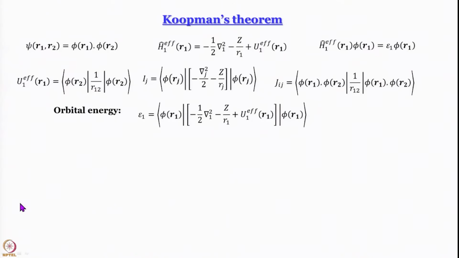Now, how do you evaluate this? Again you can expand it. So, this will be the integral of phi of r1 star multiplying minus half del 1 square operating on phi of r1, plus the integral of phi of r1 multiplying this u1 effective r1, and so on and so forth. Sorry, I forgot to say that in the first integral you will include this minus z by r1 as well. Since I forgot, I will write it.